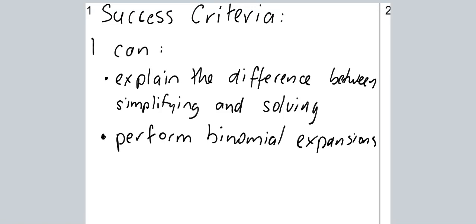I want to start off with the success criteria for today. I'm going to spend a moment talking about the difference between those two terms there: simplifying and solving. I find that students, even my maths methods students in grade 11 and 12, often confuse these kinds of words. And you're going to do some fundamental expansion work, but hopefully doing problems a little bit beyond what you did in class. Like I said, we're starting small just to get a sense of it.